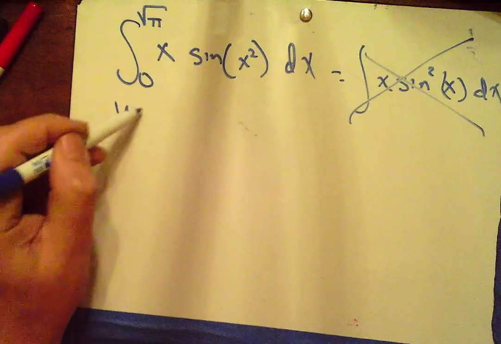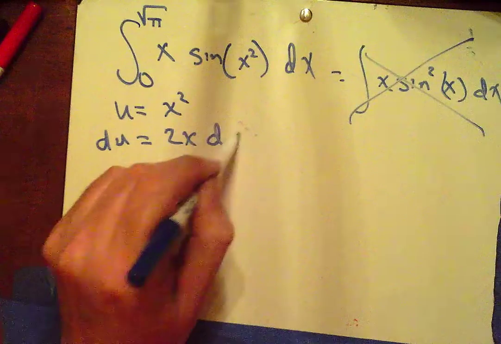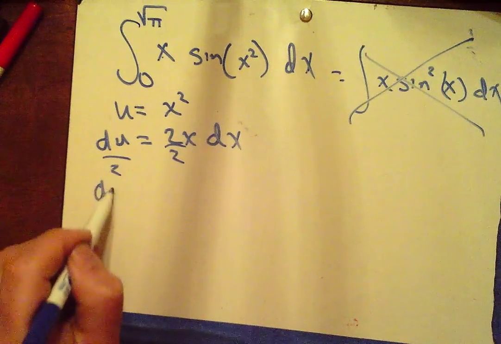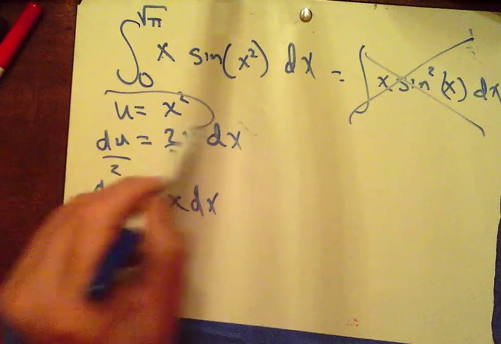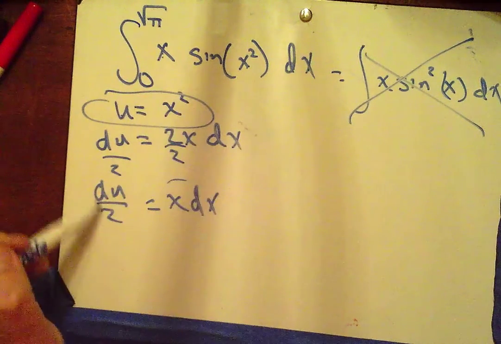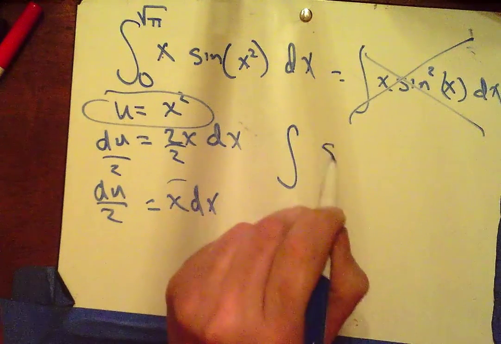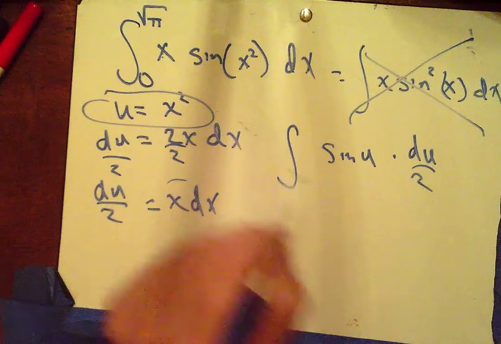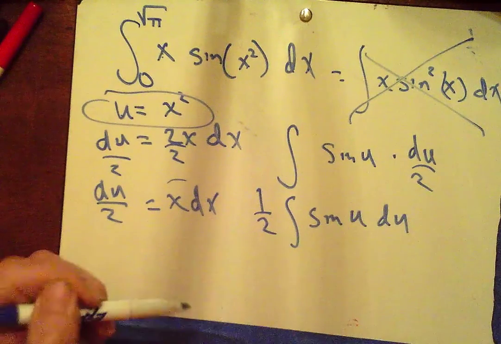Okay, so I hope you said that u was x squared. So the du would be 2x dx. Well, I have an x dx, so I'm going to divide here by 2. Du over 2 is x dx. And so I can replace this with u, and I can replace x dx with du over 2. So now we've got sine of u du over 2. I'll pull that 1/2 out. Well, that looks pretty friendly.